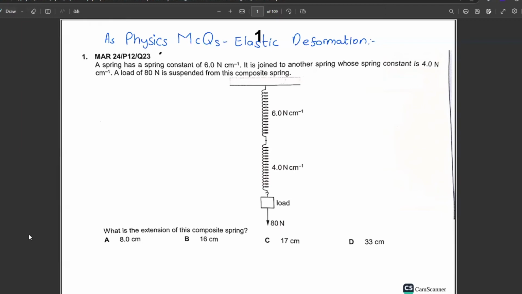Okay, students, so let's start with today's past papers. Today we are going to do AS Physics MCQs for the topic of elastic deformation.